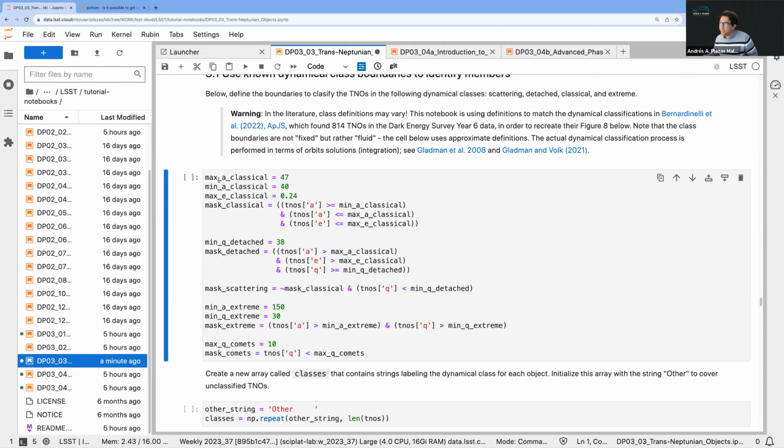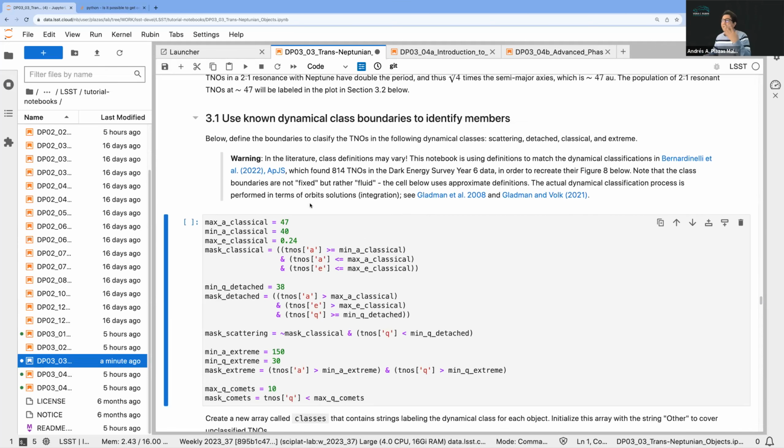So here we're defining these bounds that are going to allow us to make these subsets from the main TNO sample that we retrieve. There is a caveat here, no? There is a warning. These bounds here are approximate, they're kind of fluid, so to speak.